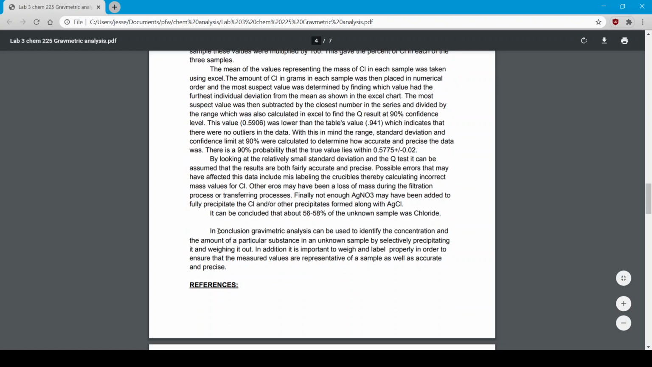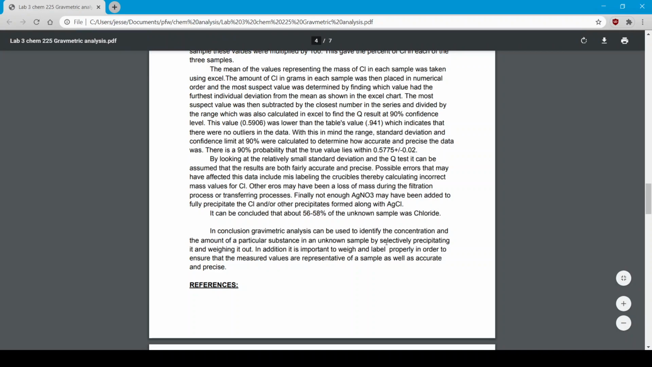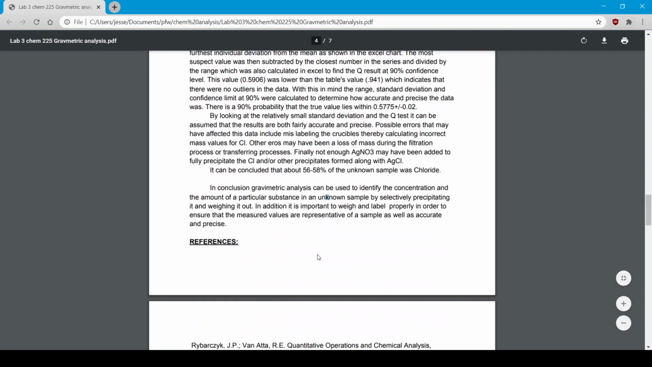And then you can do a little conclusion on how and why it's important to perform these sort of procedures in the lab, such as gravimetric analysis. Like, for example, I said in conclusion, gravimetric analysis can be used to identify the concentration and the amount of particular substances in an unknown table. So basically explain why gravimetric analysis is important. And then you have your references.